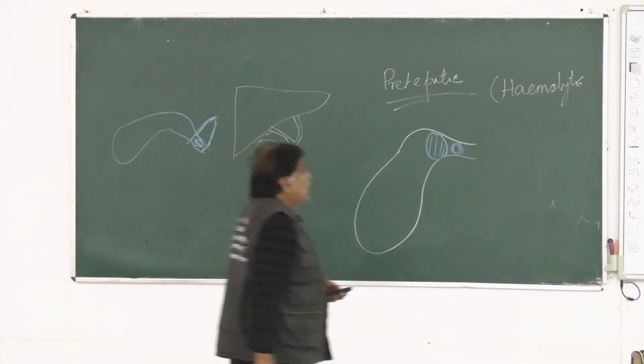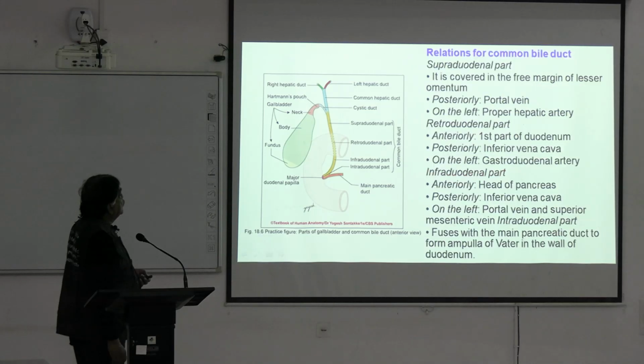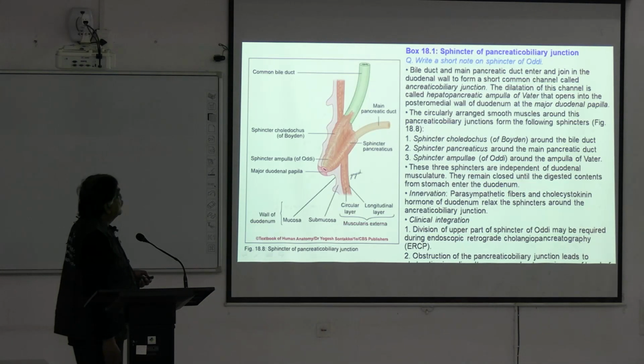Okay, now the intraduodenal part, direction of common bile duct. You will be next. Now you see the sphincter of the pancreatobiliary junction. Write a short note on sphincter of Oddi. I told you earlier that the sphincter of Oddi is here.